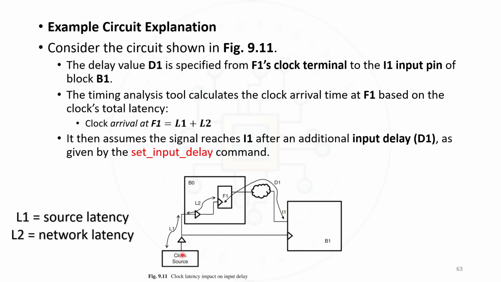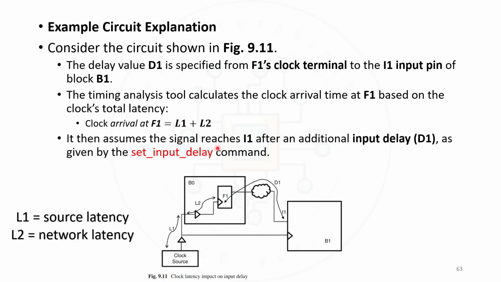As I told you, the delay from the clock source to the clock definition point, which is here, has a delay of L1. So L1 is called source latency. And from this clock definition point to the clock pin of the flop is called network latency, so L2 is network latency. That's what I mentioned here: L1 is source latency, L2 is network latency. The total arrival time is the summation of L1 plus L2. After a delay of L1 plus L2, the clock gets triggered, and only then does the data go from D to Q, pass through the combo logic, and become available at I1.